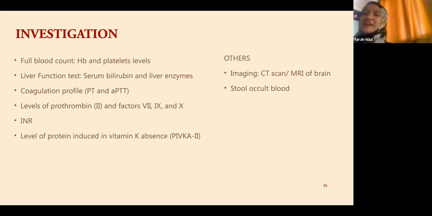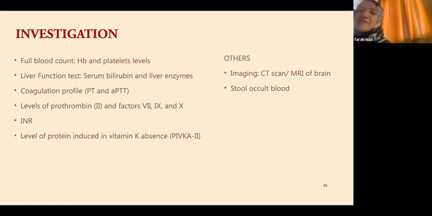So investigations: full blood count for the hemoglobin and platelet level. Need to take note that in HDN the newborn actually has a normal platelet level. Liver function test for underlying liver disease. Coagulation profile: we know vitamin K deficiency is more sensitive in terms of the PT, so PT will be more prolonged than APTT.